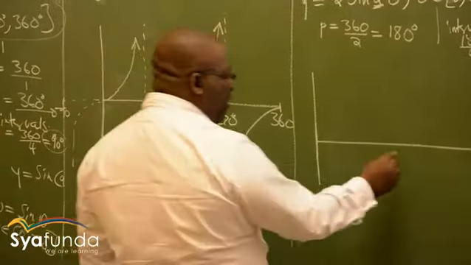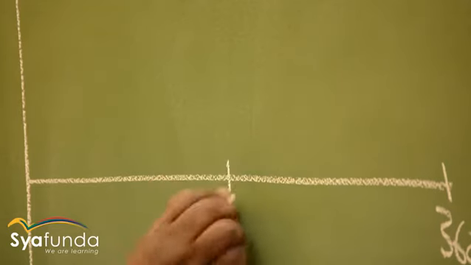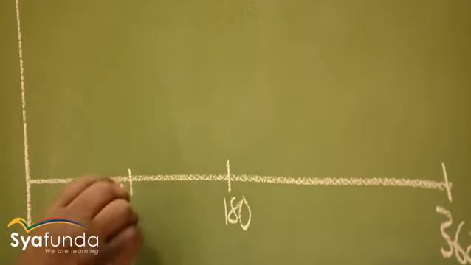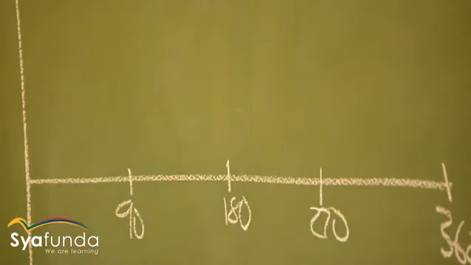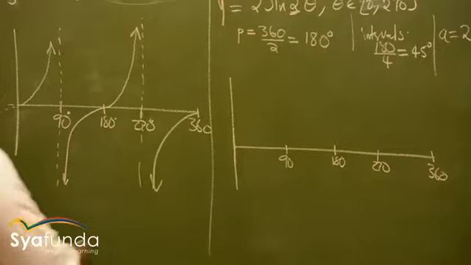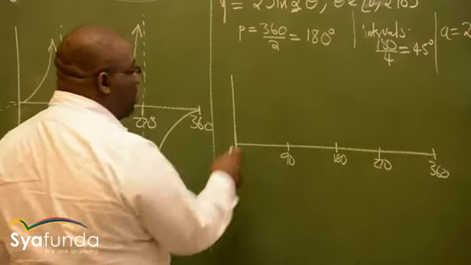Let's look at this one. If this is 360, this will be 180. This will be 90, and this will be 270. Right. Let's quickly find these 45s. Remember that it's no longer stepping up with 90s. It steps up with 45.